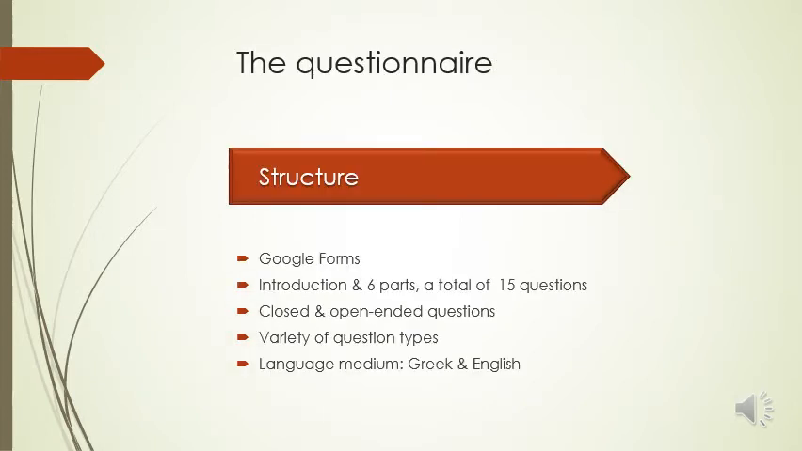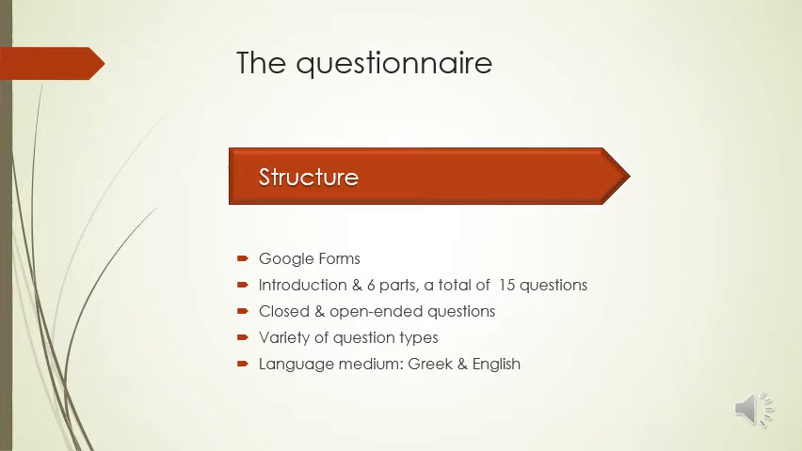The questionnaire was created with the Google Forms application and was administered online in the school computer lab. A brief introduction was included in the questionnaire, informing the students of its purpose, guaranteeing anonymity, and assuring the students that it would not affect their grades in any way. The questionnaire consisted of 6 parts and contained a total of 15 questions.